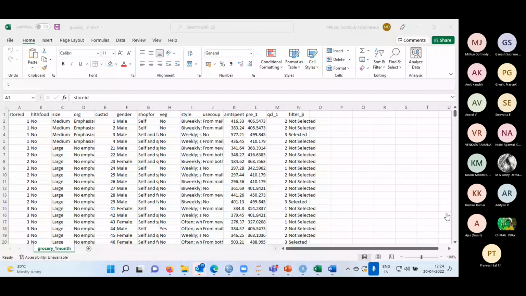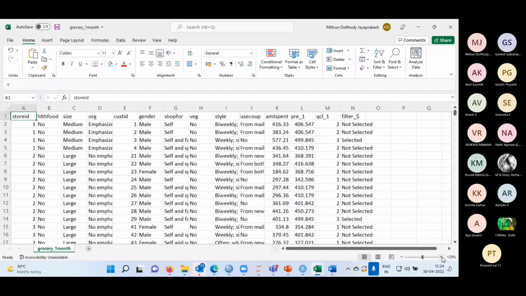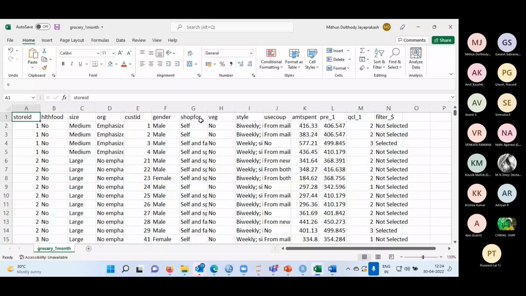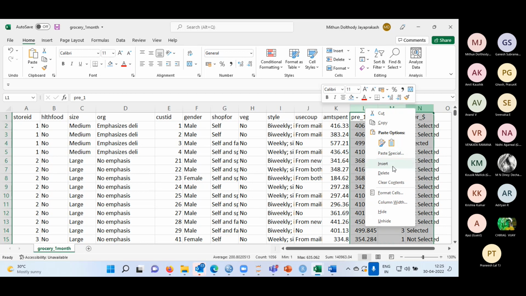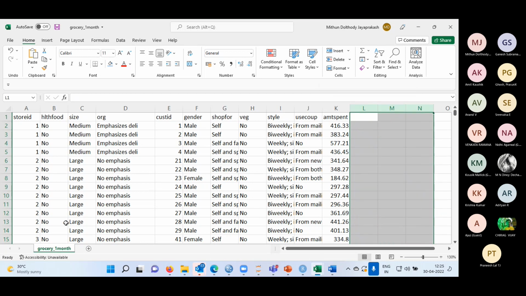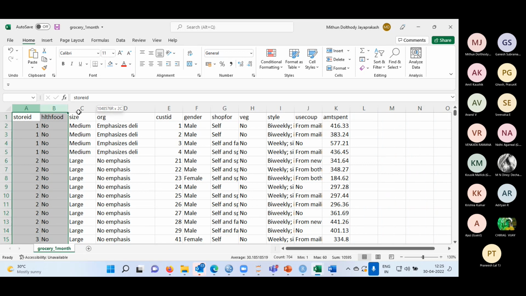Guys, can you see this data set, everybody? Grocery_1month, correct? So amount of money spent, look at this data set. You have store ID, healthy food, size of the store, organization, customer ID, gender, shopping for, right? Vegetarian or not, what's his shopping style, usage of coupon, amount of money spent, right? And 3 other variables which I'll not be using. I'll keep it very simple here. I'll just remove all the unwanted columns and only keep useful variables here, right?